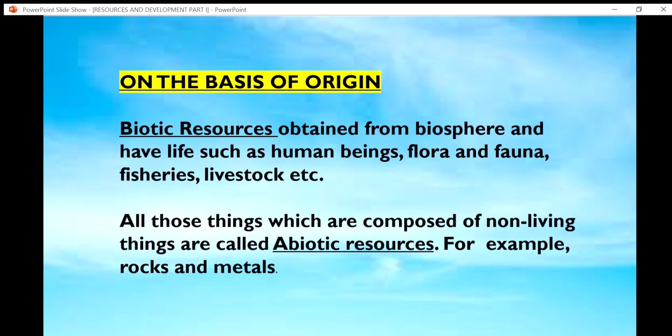On the basis of origin, the resources can be called biotic resources. As we all know, bio means life. So these resources are obtained from the biosphere and have life, such as human beings, flora and fauna, fisheries, livestock, etc. All those things which are composed of non-living things, meaning they don't have life, come in the category of abiotic resources, for example, rocks and metals.